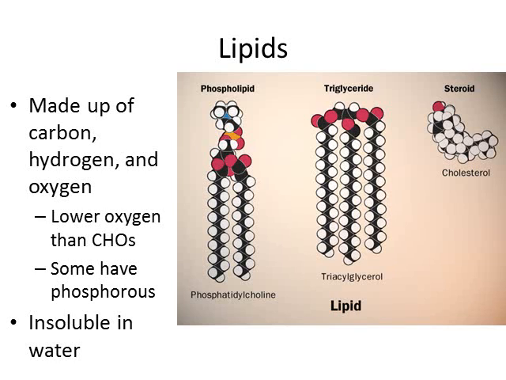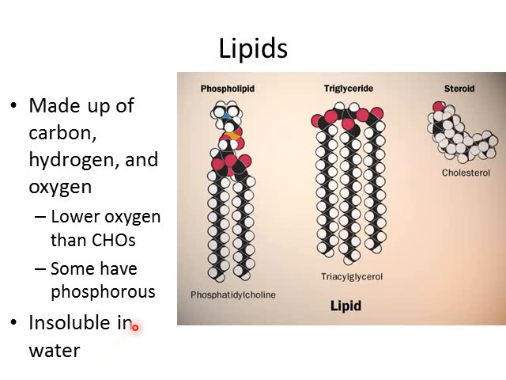You guys have seen these lipids before. At least this phospholipid is one we talked about in class earlier in the week. And a phospholipid is important in the cellular membranes. So all lipids are made up of carbon, hydrogen, and oxygen. They have lower levels of oxygen than carbohydrates, and some have phosphorus, just like in the phospholipid. These are insoluble in water.